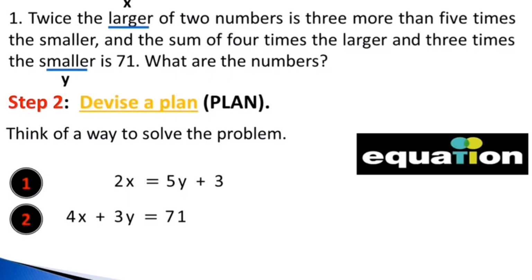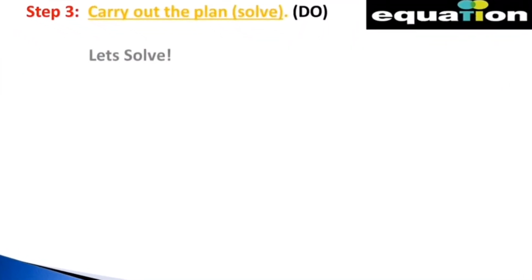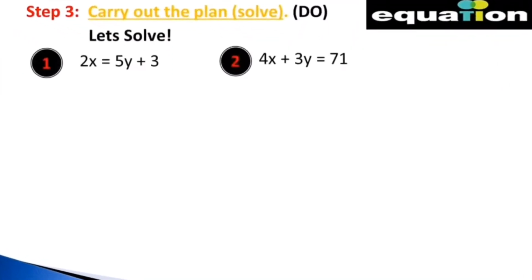The third step is to carry out the plan. Since we have these two equations, we can manipulate them to get the value of x or the value of y. I want to express equation 1 in terms of x. If I divide all of the equation by 2, I will create equation 3 as x equals 5y plus 3 over 2.